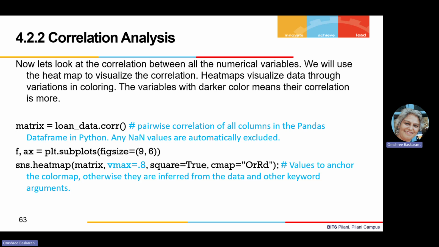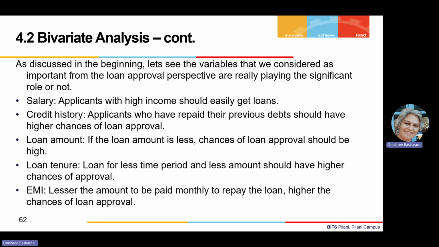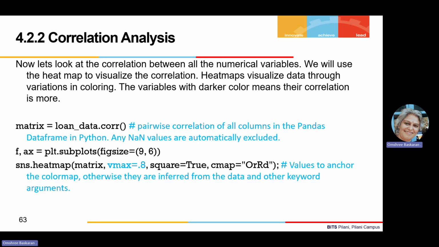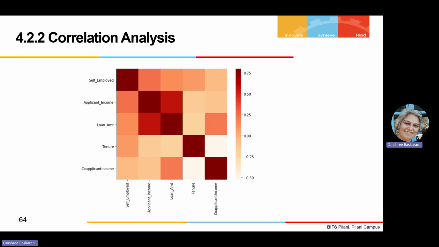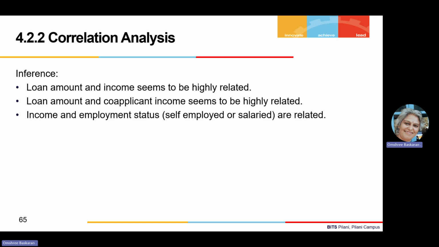Now, bivariate analysis. What do we do in bivariate analysis? We take up two different variables and see what the relationship is between them. Right? In correlation analysis, we are looking at the heat map. This is how the heat map looks. We see that applicant income and loan amount have comparatively high correlation. So these are some of the inferences we draw from the heat map, or the correlation analysis.